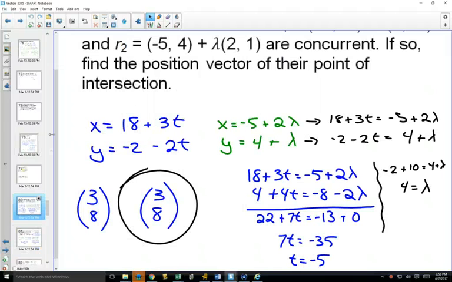Here's the solution. If you would have solved for it, you should have got lambda is 4 and t is negative 5. If that didn't happen, oh yeah, there's your mistake. And then 3, 8 is the point of intersection. And I've written it twice there because I checked it twice. I checked it by plugging in 4 for lambda, and I checked it by plugging in negative 5 for t, and ended up being the same thing.